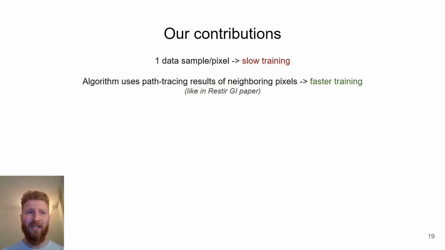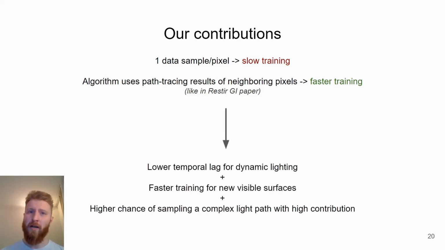After that, our technique uses virtual point lights from neighboring pixels in some small window for accelerating training of mixture models. It can be useful for rapid training of parameters for newly visible pixels, for example, near the borders of a moving camera. Or in some complex cases, where we have a low probability of sampling a light path with high contribution, our technique helps to find these paths faster. Also, guiding structures become more responsive with less temporal lag because of it.